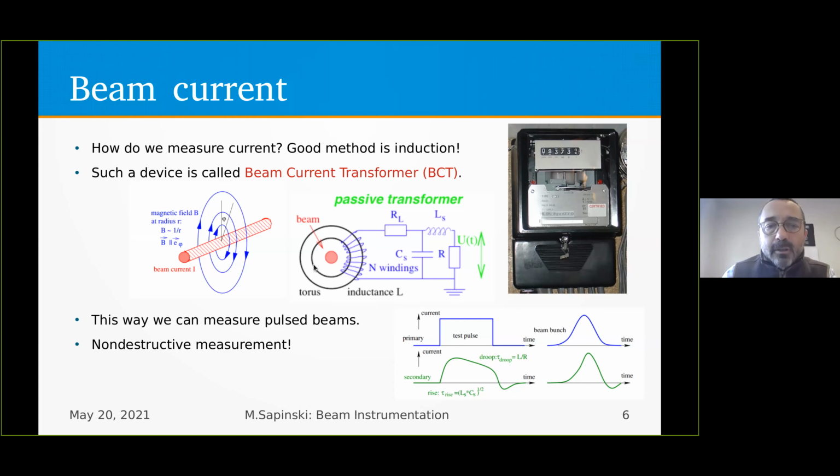But if you know the beta function of your machine and you are in a dispersion-free region, then in principle, by measuring the size of the beam, you already can get the emittance, right? If this is 0 and you know the beta, then you can get the emittance.